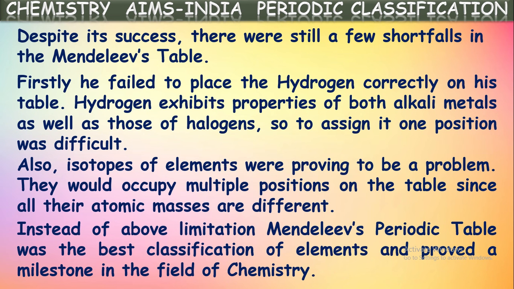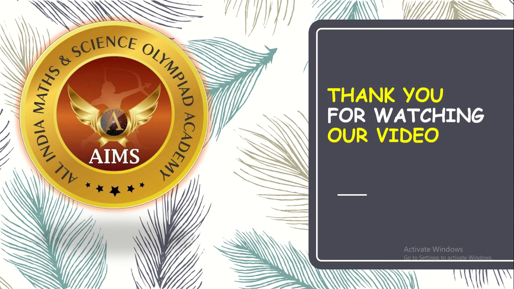Okay, next. Even though these are the limitations in Mendeleev's periodic table, it was the best classification of elements and proved a milestone in the field of chemistry. Yes, even though it failed in places, it led the correct way for the classification of elements in the modern way. Based upon the path laid by this classification, the modern periodic table was designed later. So even though it has some drawbacks, it is one of the important classifications.